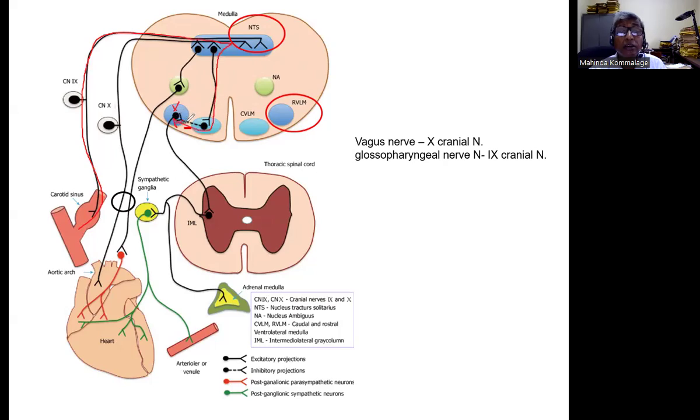You can see a negative mark here. So basically this impulse will inhibit the RVLM. And from the aortic arch also it goes to NTS, and through that it is also negative. So basically stimulation of the baroreceptors of the carotid sinus and aortic arch will inhibit RVLM, acting as a negative effect. Stimulation will inhibit. That is why I put the negative mark here. So that is one input for the RVLM.